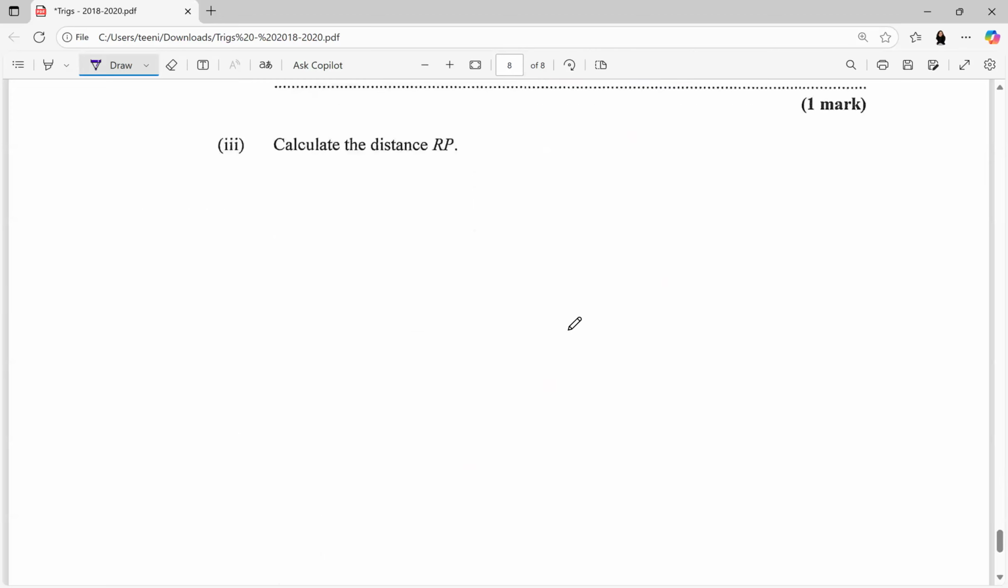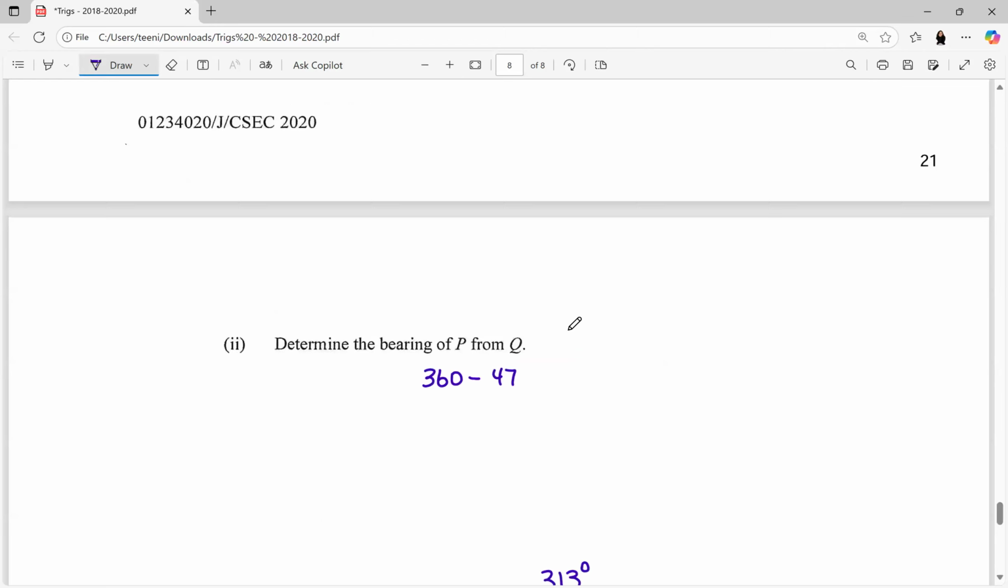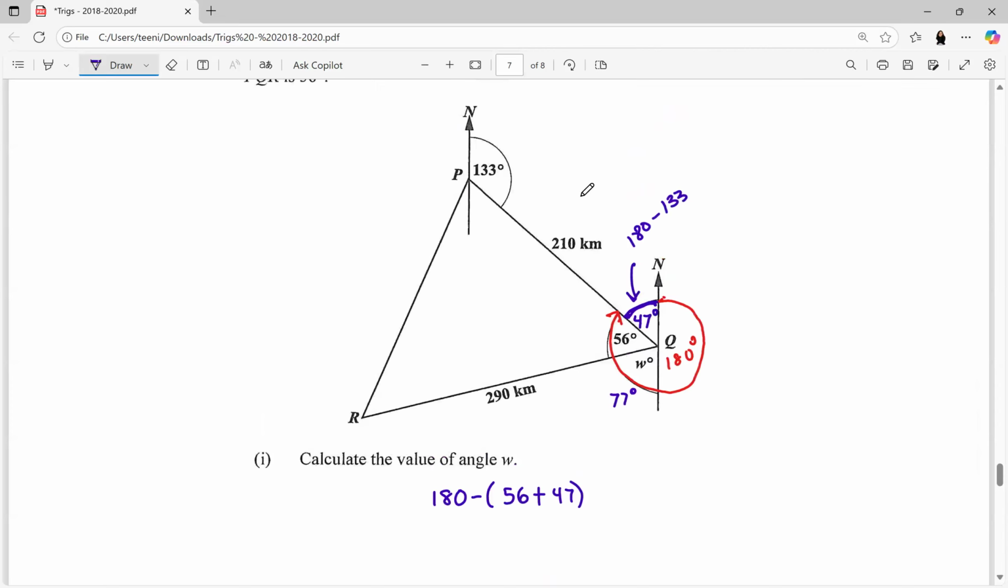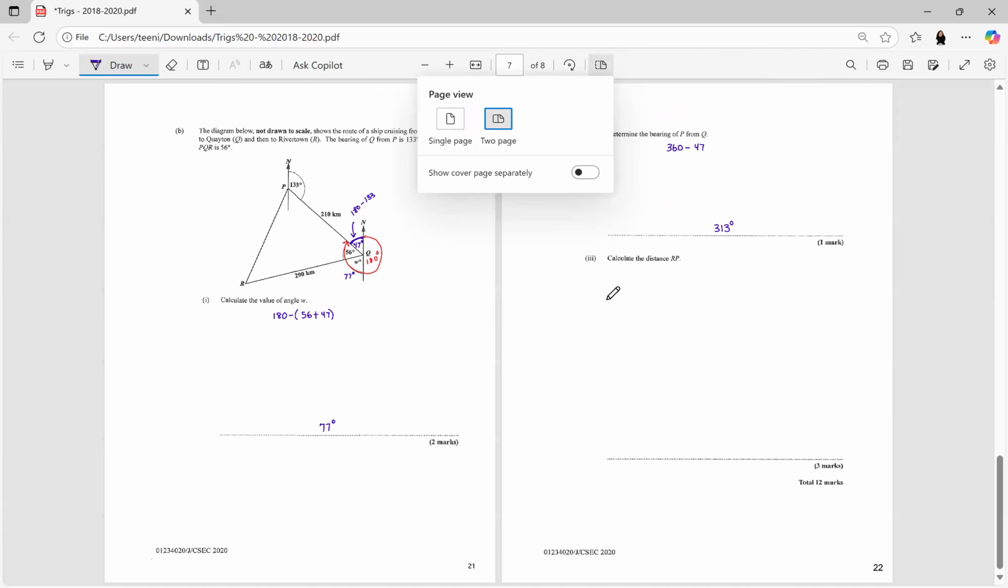And then the last question, calculate the distance RP. Let's go back here and look at RP. RP is here. You have two sides and the included angle of 56. Which rule would you use? Two sides and the included angle. Which rule do we use? Cosine? That's right. Use the cosine rule.